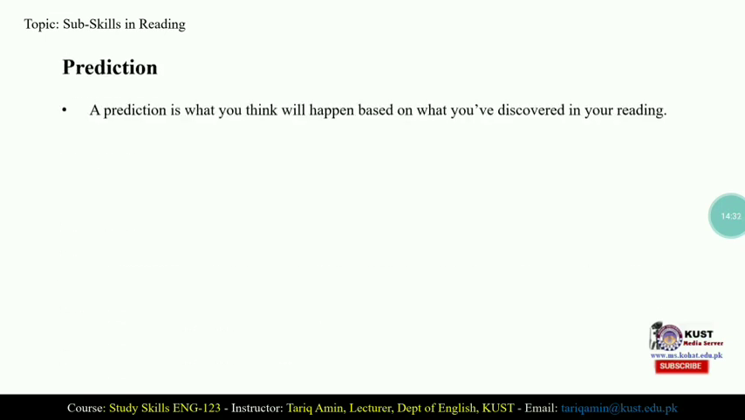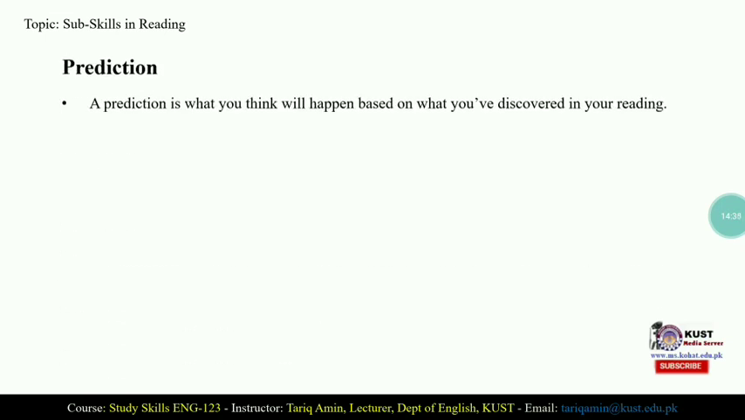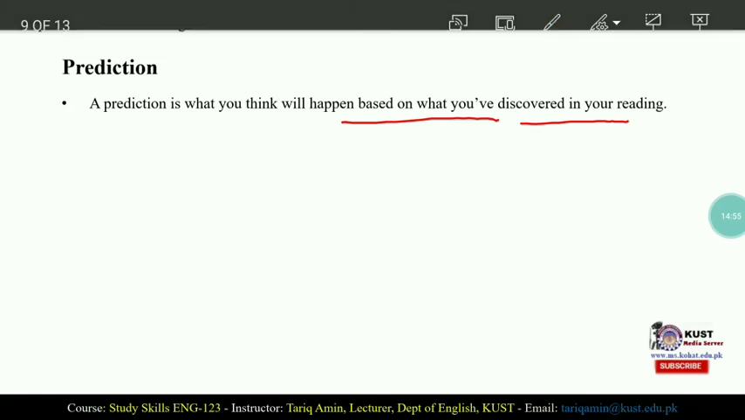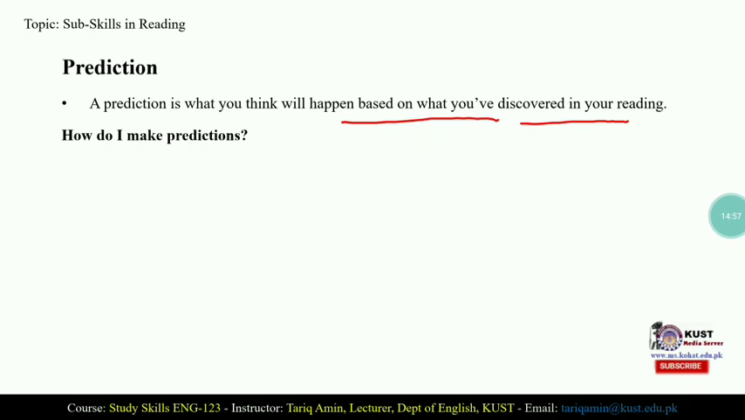Prediction is another important reading skill. A prediction is what you think will happen based on what you have discovered in your reading. You predict on the basis of the knowledge that you get from the text. Like, how do I make predictions?